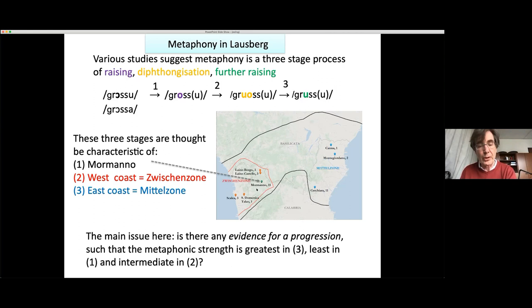So what we want to find out is whether there is any evidence for a progression such that the metaphonic strength is greatest in three, least in one, and intermediate in two. That would be a very interesting finding, because it would suggest that before you go from o to u, which is just a raising of the vowel, you pass through this diphthongization stage.